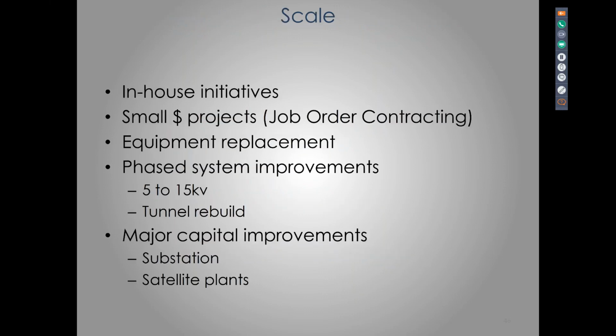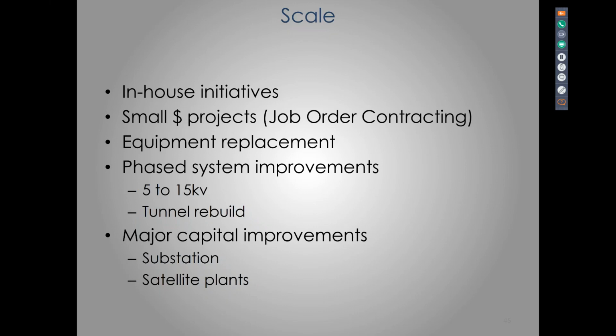Okay, so we talk about identifying the projects, and there's a whole range of scale here. This goes from in-house initiatives. Chris talked about the apprenticeship program as an in-house initiative. Another has been upgrading the controls department. Automatic controls and automation folks have trained, become more educated, and are becoming very competent at taking over programming and improvements that historically had been outsourced. So scale goes from in-house projects, to small job order contracting projects, to routine equipment replacement.